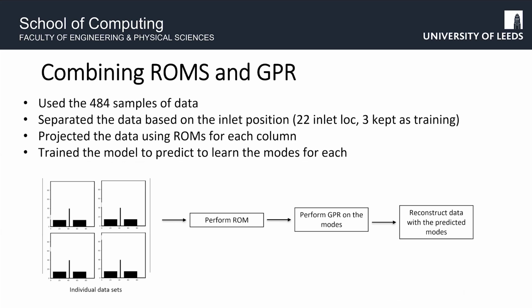Again, now combining reduced order modeling with this method. So I group the individual data sets based on the inlet location here, and I apply both POD and FPCA separately as a comparison. And I then use those and attempt to predict the dominant modes from both of those, with the goal of reconstructing the original flow field.